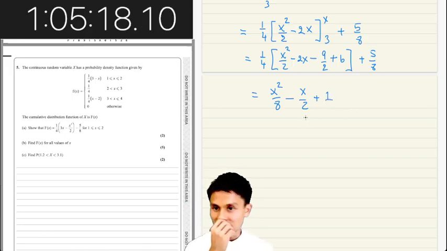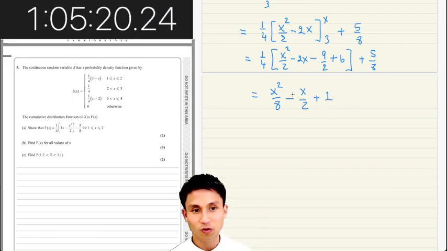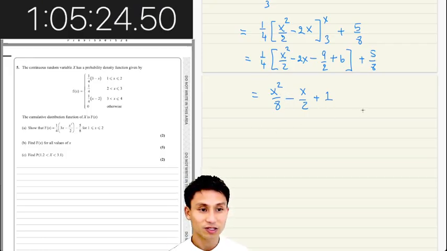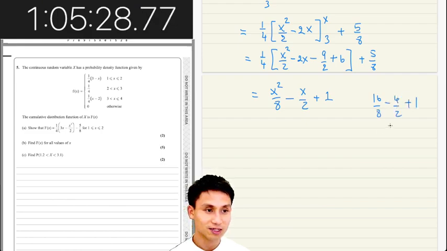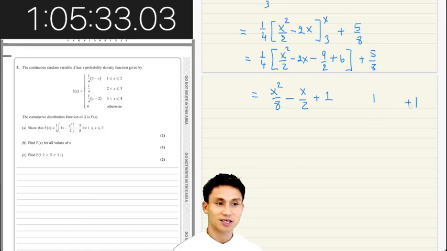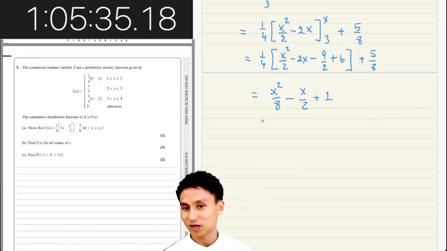Now hopefully if we substitute 4 in here, we should get a 1. Let's try that. So if we sub 4 in there, we would get 16 over 8 minus 4 over 2 plus 1. Is that 1? Yeah, 2 minus 2 is, yeah, we get 1. So we're lucky here that we got it right.